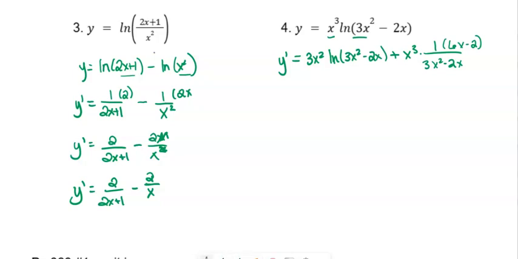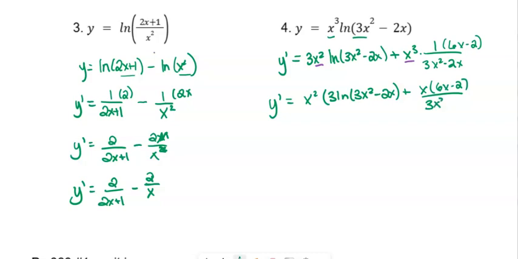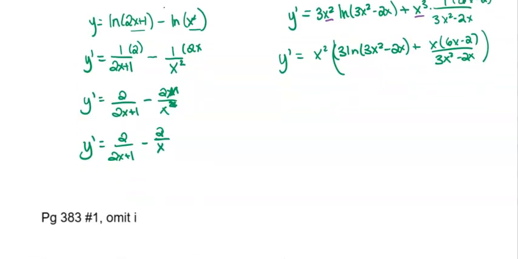And I'm going to look and see I actually have a like term here of x squared. I'm going to pull that out. I have 3 on 3x squared minus 2x plus, we still have an x on the top, 6x minus 2 all over 3x squared minus 2x. And then I'm done. Okay, for homework, please do page 383, number 1, and skip I.